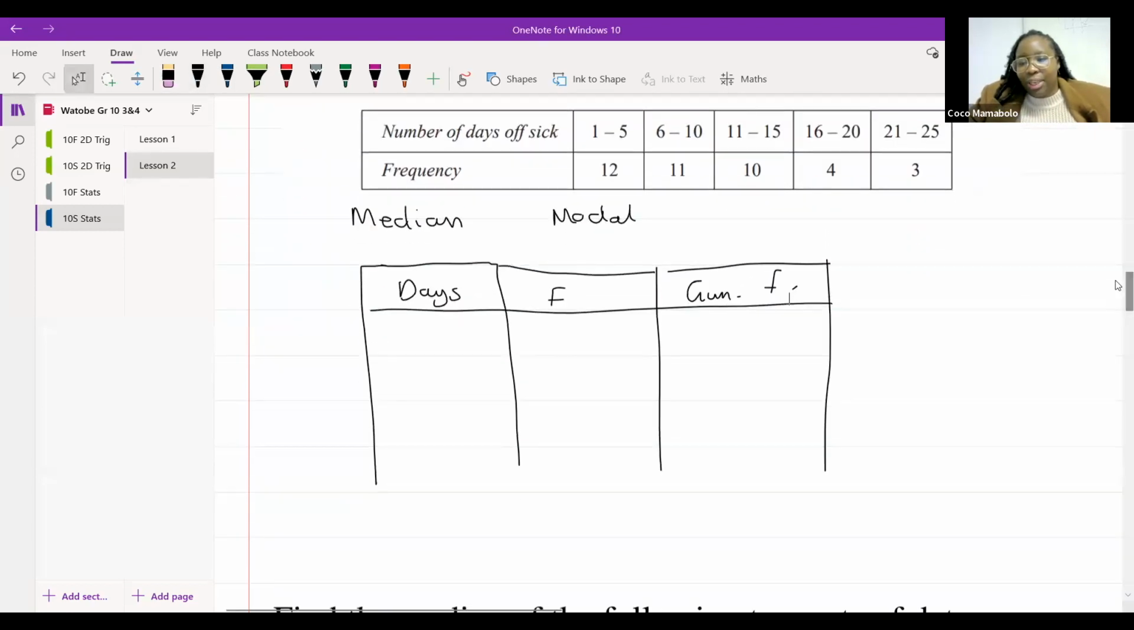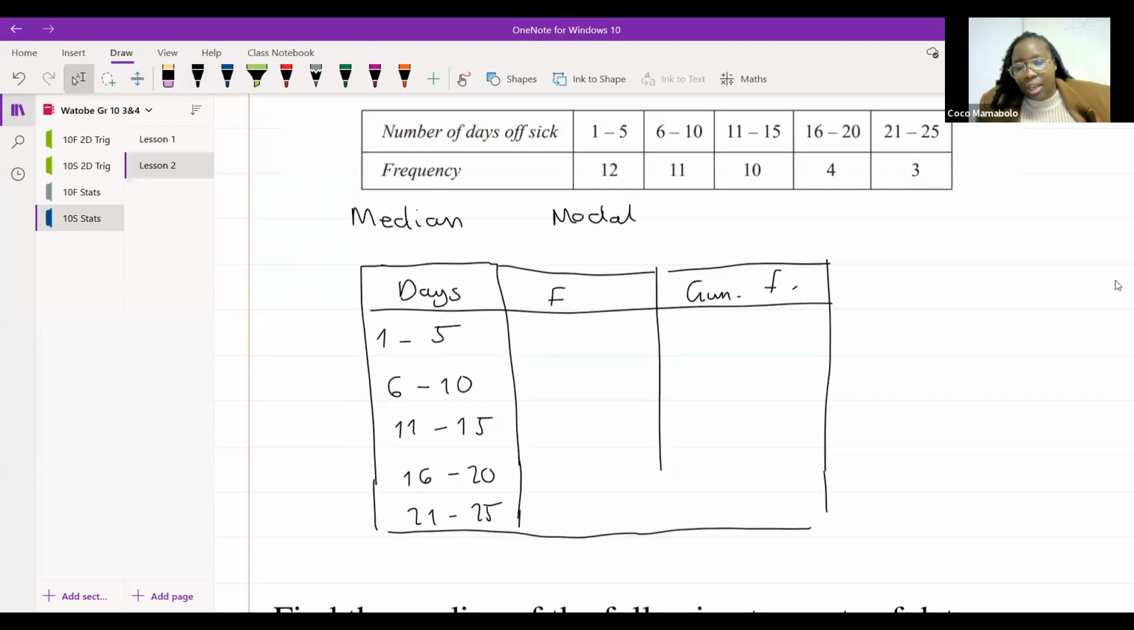Let me just populate this very quickly. So we're going to have 1 to 5, 6 to 10, 11 to 15, 16 to 20, and 21 to 25, right? Now, they've already given us the values that we need. 1 to 5 is 12, 11, 10, 4, 3.